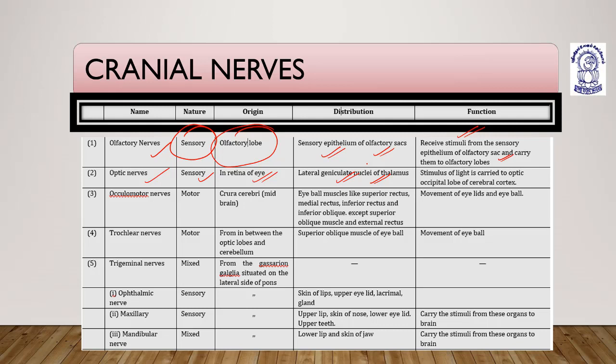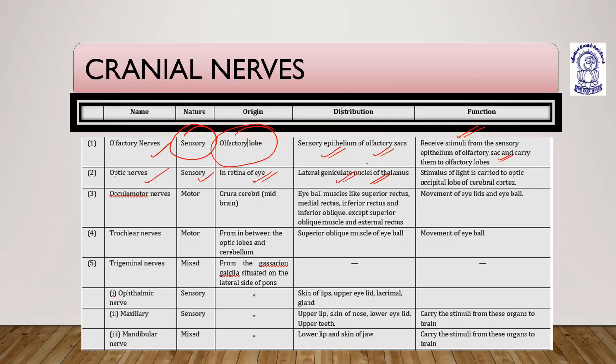Trochlear nerves are motor, formed in between the optic lobes and cerebellum. The distribution is the superior oblique muscle of the eyeball. So the trochlear nerve supplies the superior oblique muscle of the eyeball, and movement of the eyeball is the function. It extends from in between the optic lobe and cerebellum.